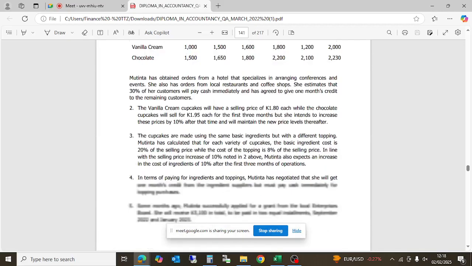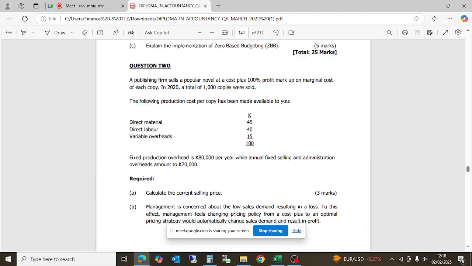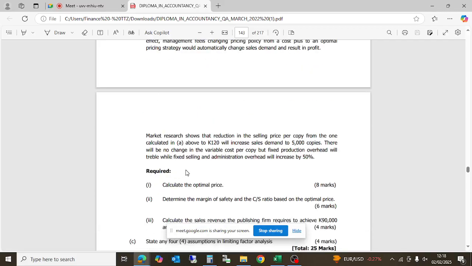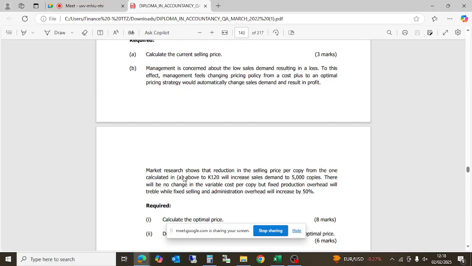So the question is, this is the question. What I'm going to do is read through the question, and then we'll only solve A and B. We just solve Roman numeral 1. Because of time, we just do A and Roman numeral 1.